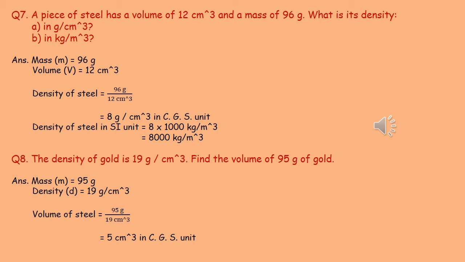Question number 8. The density of gold is 19 gram per centimeter cube. Find the volume of 95 gram of gold. Mass M is equal to 95 gram. Density is equal to 19 gram per centimeter cube. So the volume of gold is equal to 95 gram divided by 19 gram per centimeter cube, that is equal to 5 centimeter cube.